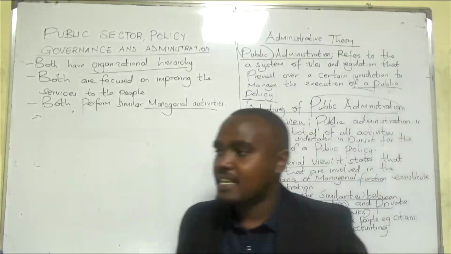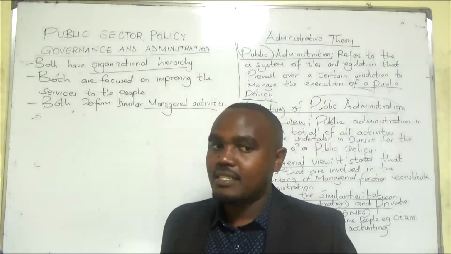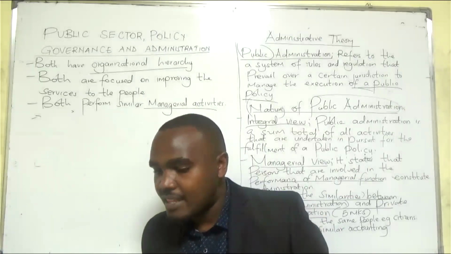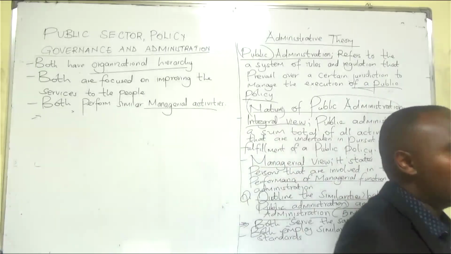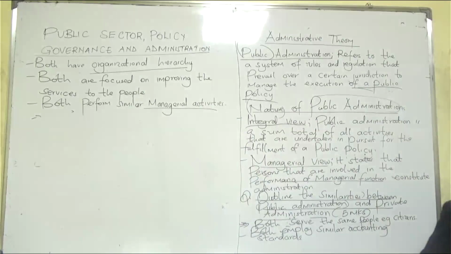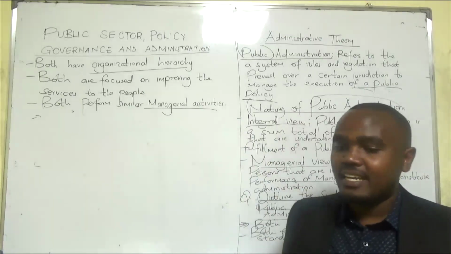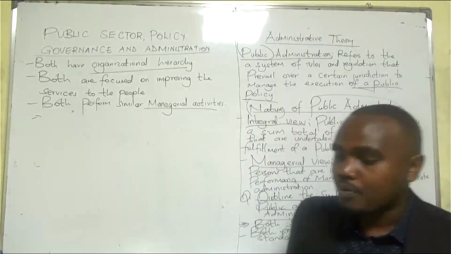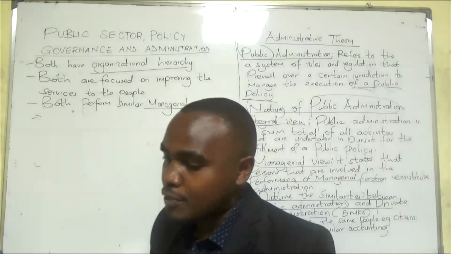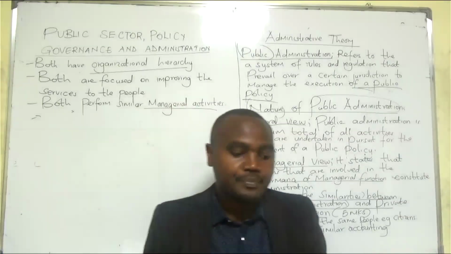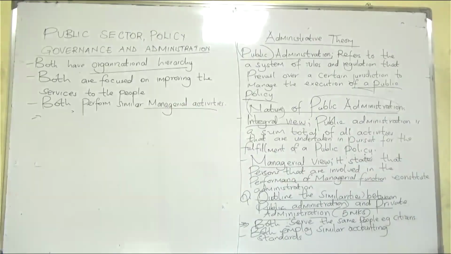They are offering quality services to the citizens. That is why you have the health insurance, and you also have your private one. Okay? They are complementing each other. Their main aim is to provide efficient services to the members of the public. So those are the similarities between public administration and private administration.